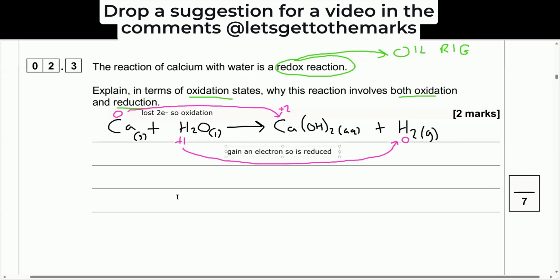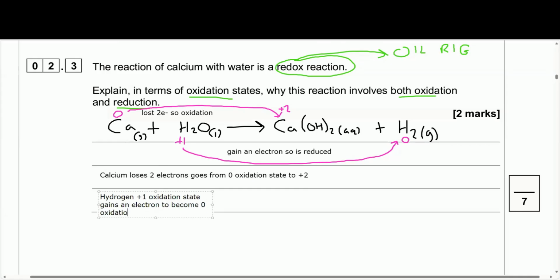Let's check out the hydrogen in water. When the hydrogen is in water, it's not really a hydrogen ion, but you get what I mean. It has a +1 charge, and it's gone from +1 to 0 in its elemental form, hydrogen gas. So it has gained an electron. It's been reduced. So for 2 marks, and the question is very specific, it says you need to talk about oxidation states. So you won't get the mark if you don't mention the oxidation states. So calcium loses 2 electrons, goes from 0 to +2. That's oxidation. Hydrogen gains an electron, goes from +1 to 0. And that is reduction. And that's going to get you both marks.